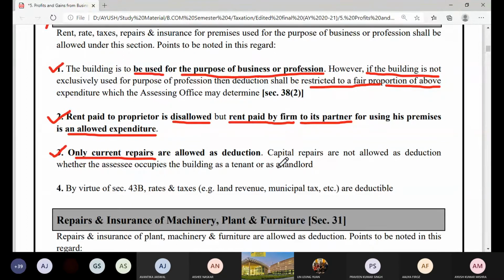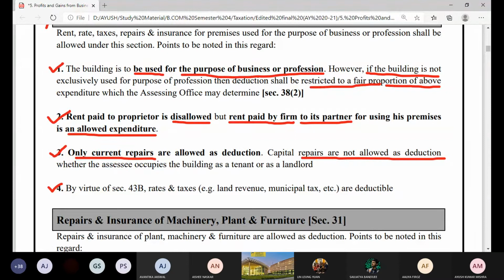Okay, so what we see, capital repairs are not allowed as deduction. Now, some of you may have a question: sir, can repair be in the nature of capital expenditure? I said yes. When a major repair is being done to any machine, which increases its life or performance, we call it capital repairs.